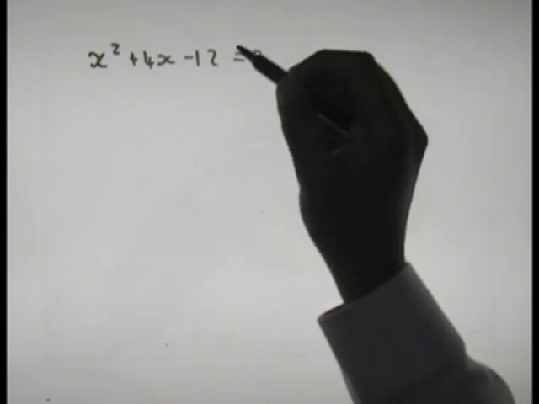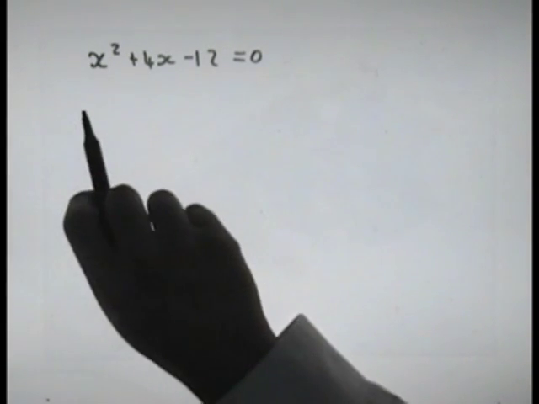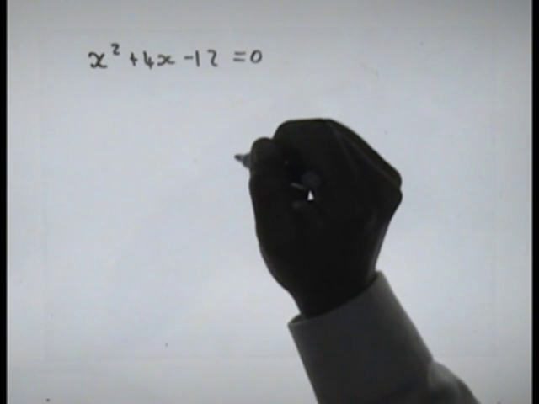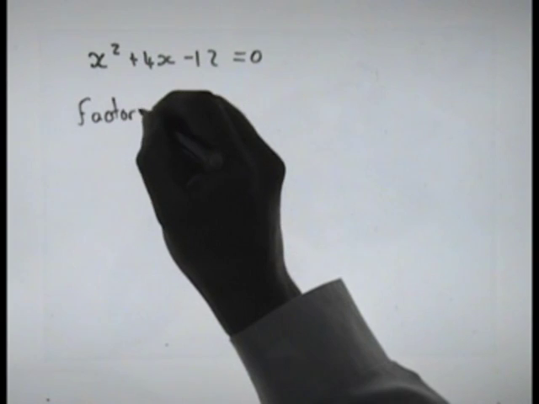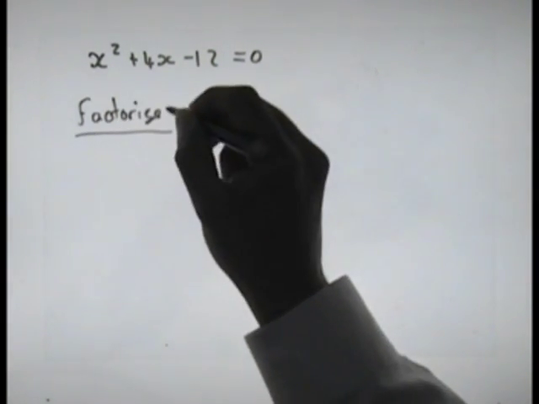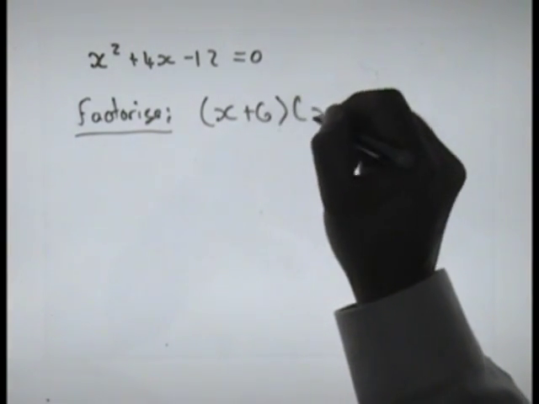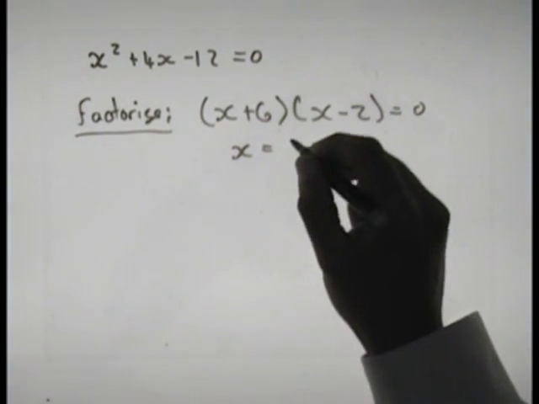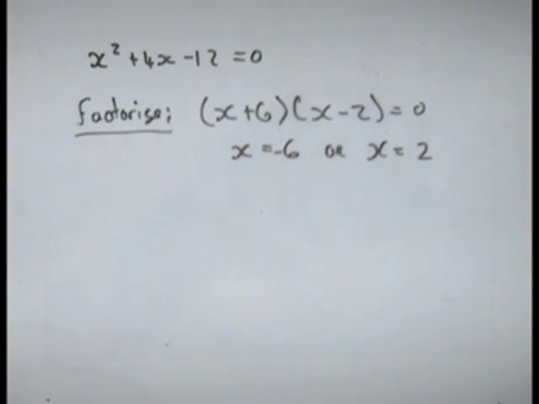The example I'm using is x squared plus 4x minus 12 equal to 0. I want to find my x values that make this make sense. Now this is a very easy one. We can use the technique called factorization to turn this into x plus 6 multiplied by x minus 2 is equal to 0. That means that either x is equal to negative 6 or x is equal to positive 2.